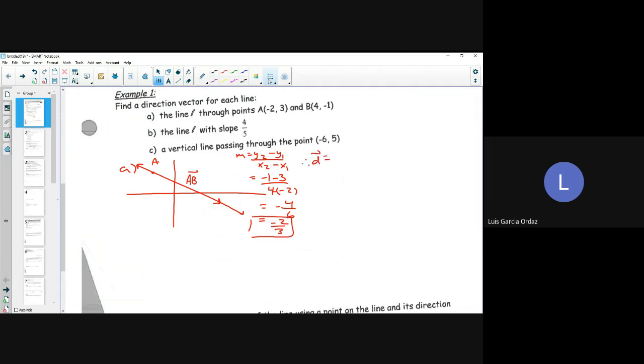is going to be 3, -2. So 3, -2 is going to be right over here. So this is going to be my direction vector.